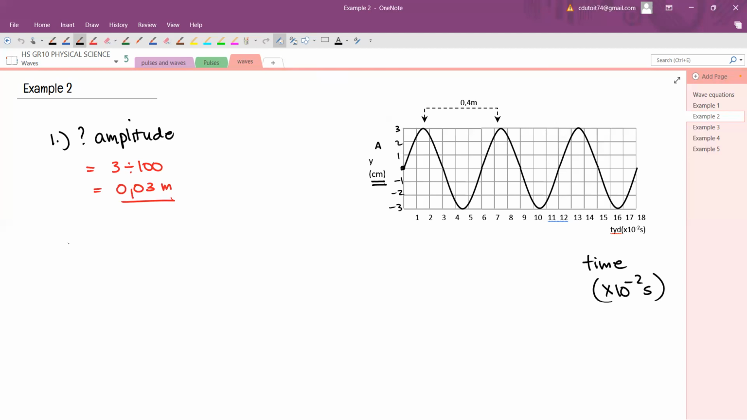Number 2, I want to know, what is the period? The period is the time it takes for one wave to form. Think about it. It's not difficult. Try and find one wave first.